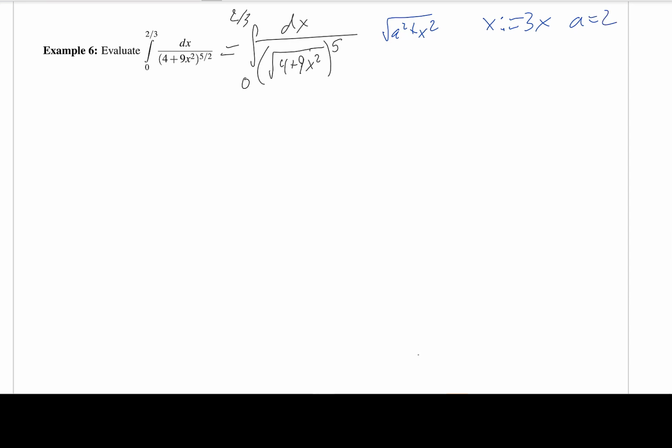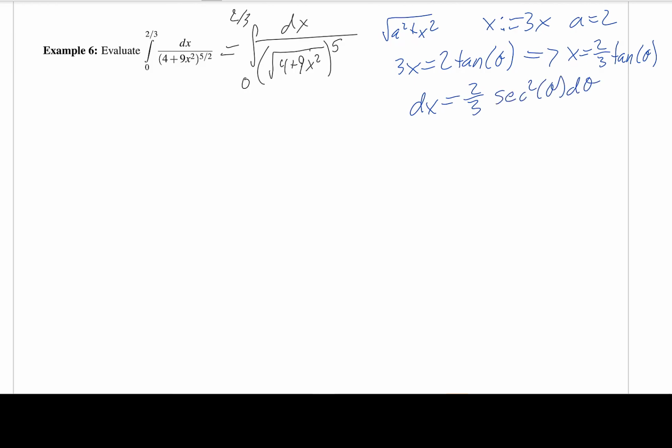And then our substitution we should be using is that x is equal to a tan theta. So we'll have 3x equals 2 tan theta. And then isolating x, we'll get x equals 2/3 tan theta. And so taking a derivative on both sides, I'll get dx is equal to 2/3 secant squared theta d theta.